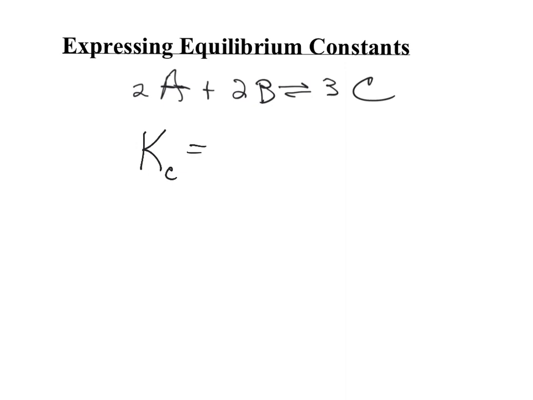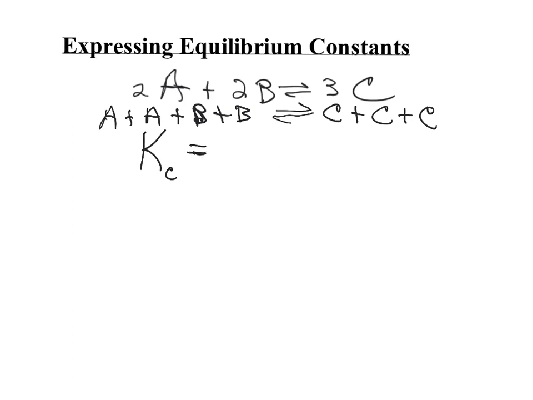So another way to look at this top one here is that I have A plus A plus B plus B, because there's two A's and two B's, so I'm just kind of writing it out longhand, and then three C's. That's what this means, right? When we say 3C, there's three C's. Two B's, there's two B's. Okay? And so what I can do is then write out the concentration.